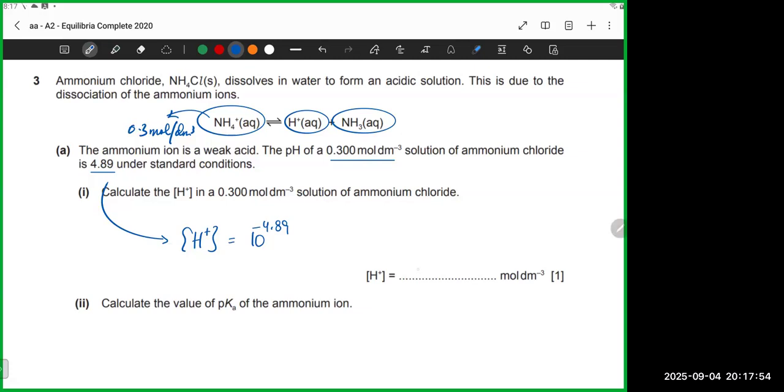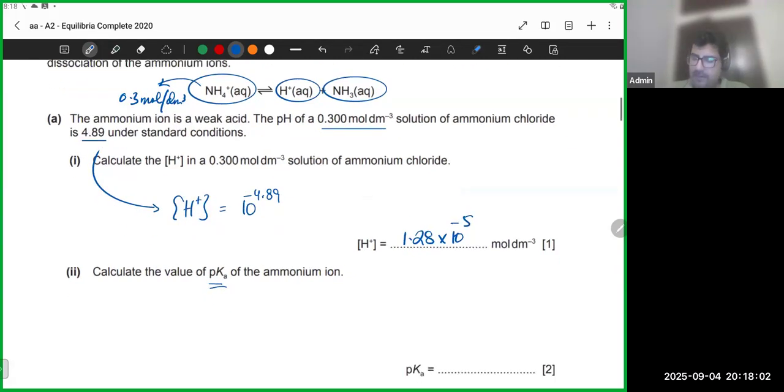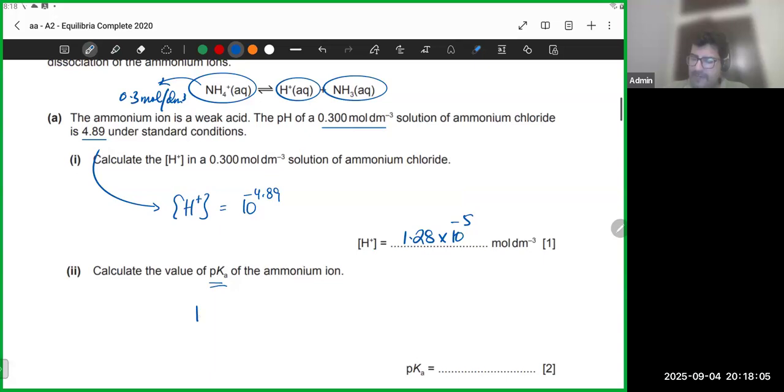1.28 times 10 power minus 5. That's minus 5. And then he's asking for pK. I'm going to come to pK in a moment. We're going to find Ka first. What is the K expression? It's H+ concentration times the ammonia concentration. But since both of them are going to have the same concentration, I'm going to write it squared, divided by the acid concentration, which is NH4+ in this case.